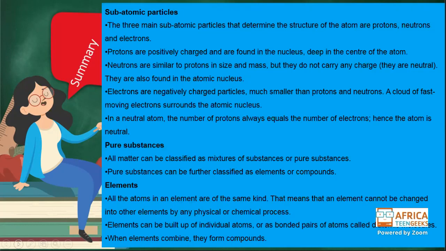So I'm going to summarize. We have subatomic particles. There are three subatomic particles that exist in the structure of an atom: a proton, a neutron, and an electron. Protons are positively charged and are found in the nucleus deep in the center of an atom. Neutrons are similar to protons in size and mass, but they do not carry any charge. They are neutral and they are found in the atomic nucleus.